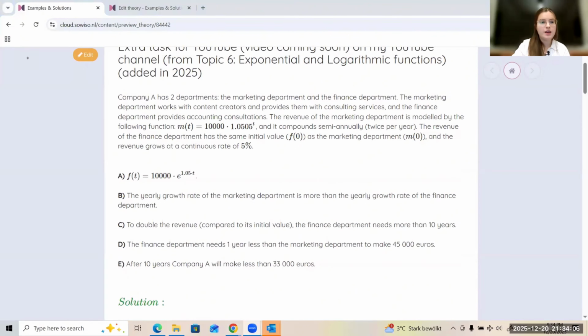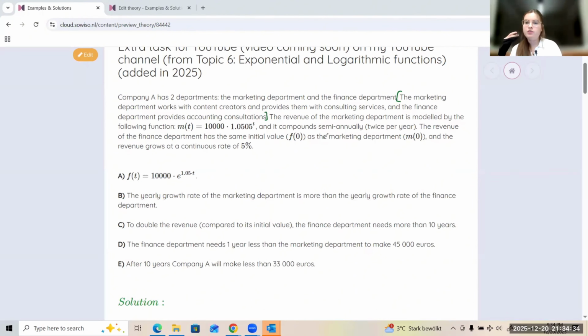Okay, perfect. And in such text tasks, you should be able to filter out the information that's relevant and that's not very relevant for a solution. So here you have the introduction. Company A has two departments, the marketing and the finance team. Great. Then the explanation about what the marketing team does and what the finance department does is not really relevant for you. So this part you can just filter out and read very quickly and just forget about it. What's relevant is this part.